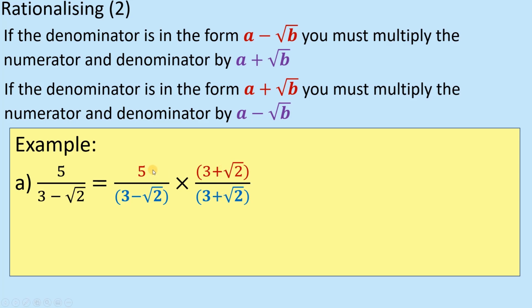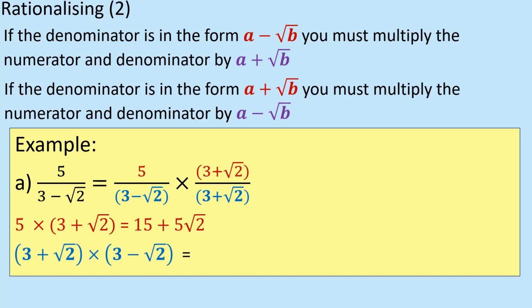Okay, so expanding the top bracket, you've got 5 times both of these two. So you've got 15 plus 5 root 2 at the top. And then at the bottom, when I multiply this out as a double bracket, which is what it is, you're going to have 3 times 3, which is 9. You're going to have 3 times root 2, which is 3 root 2. You're going to have root 2 times minus 3, which is minus 3 root 2. And then you're going to have root 2 times minus root 2, which is minus root 4. So you end up with this.